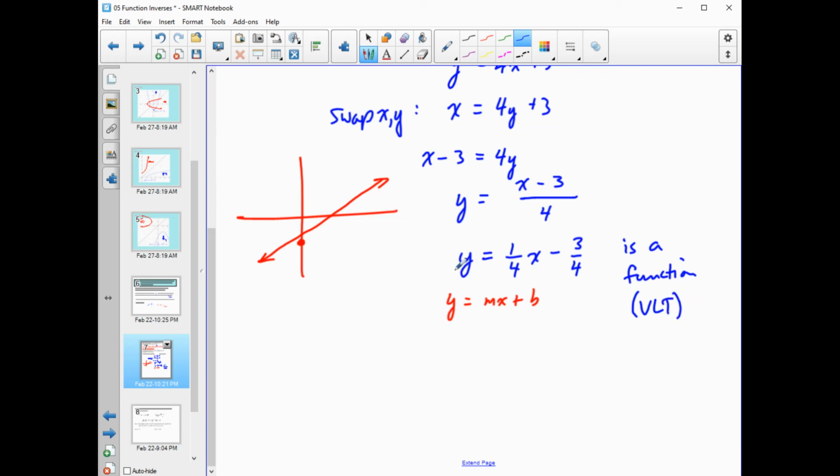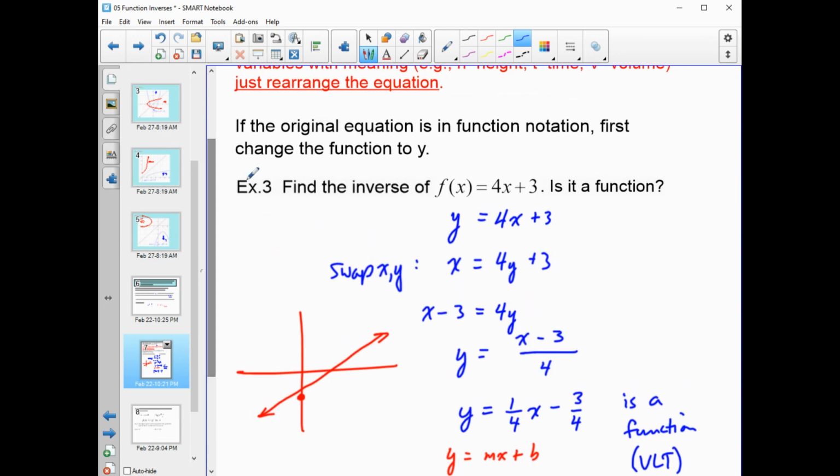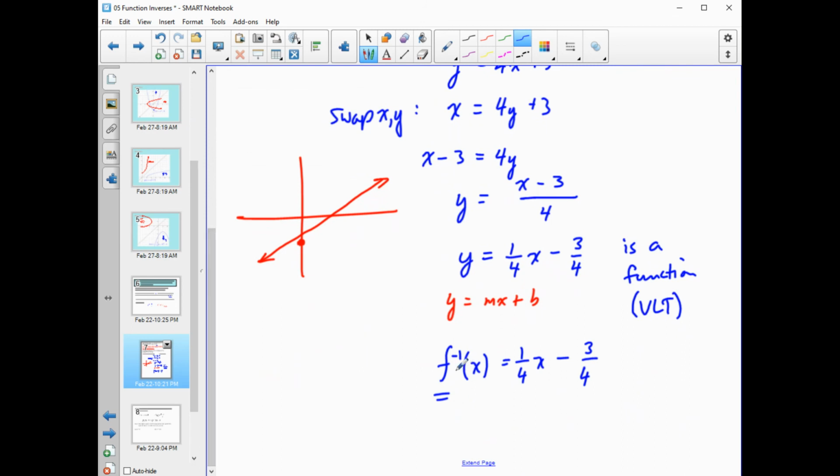And that means I can actually write this using function notation, which is that f inverse of x is equal to 1/4 x minus 3/4. And this letter f has to match whatever this letter was. So if this was g of x in the original function, then this inverse would be called g inverse of x.